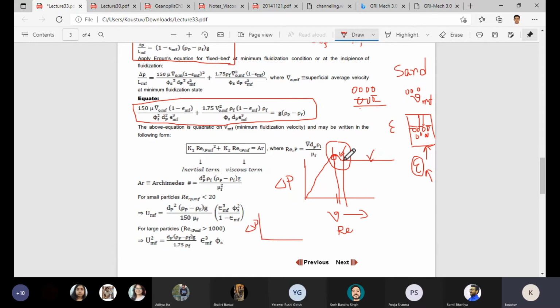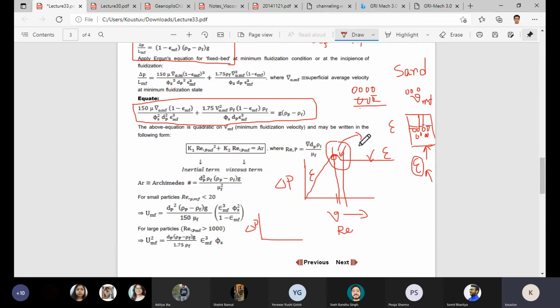Then it means that the bed is now conditioned. Almost all the particles are moving in the same manner, so it is under fluidized conditions and there is no more change in the delta P. So what will happen then? At that point also epsilon will not change. Here also epsilon was not changing.